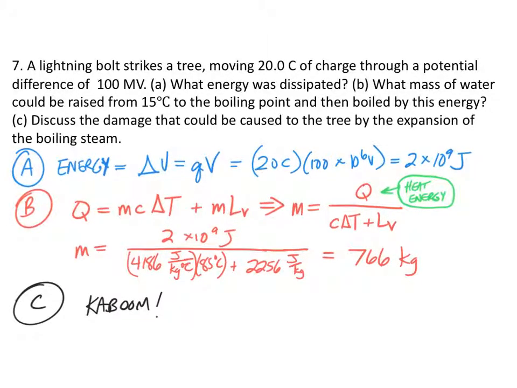Kaboom. Tree gone. Shredded. Vaporized. Partially. Blown to bits. Anybody ever seen a tree hit by lightning? For real? It blows some part of it off. If not, it obliterates the tree. So it just varies with the size of the tree, et cetera, et cetera.